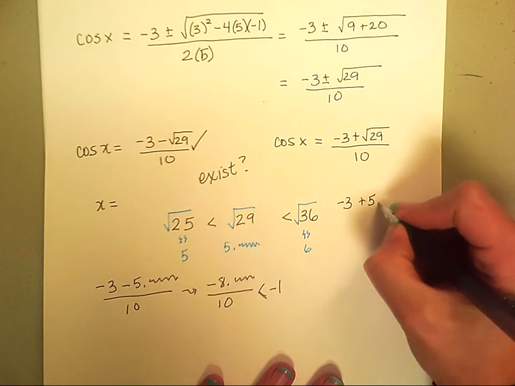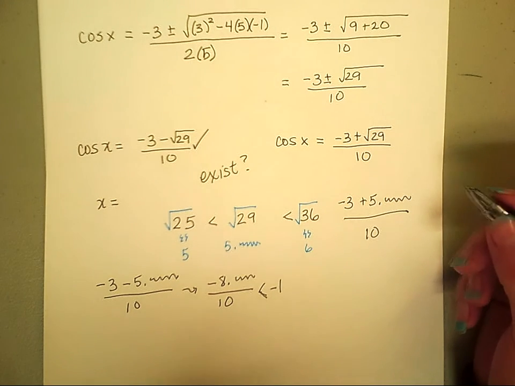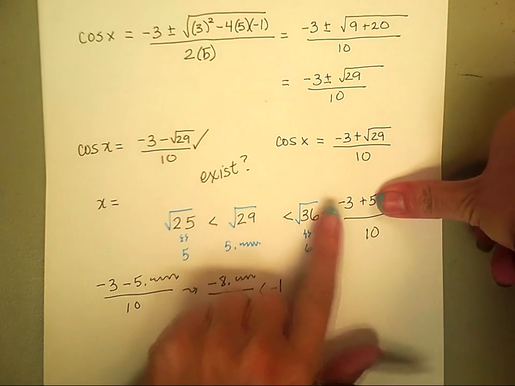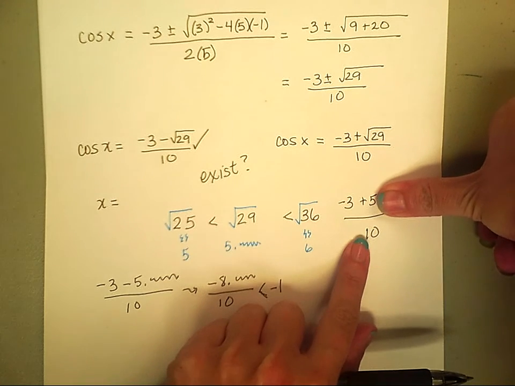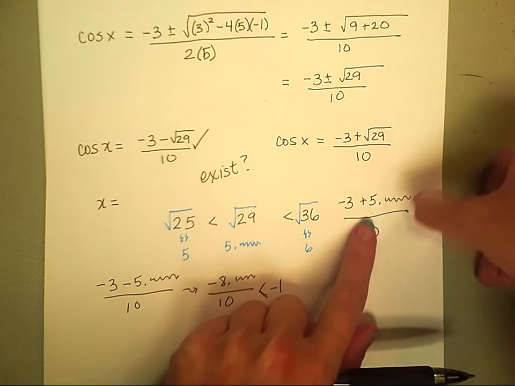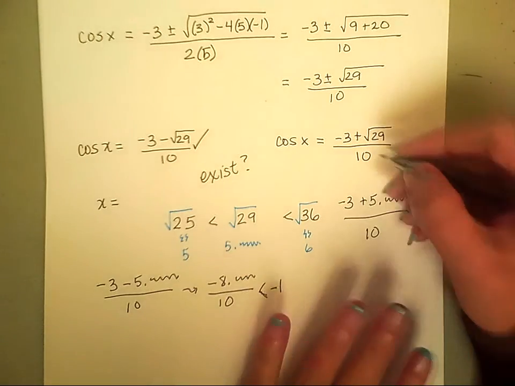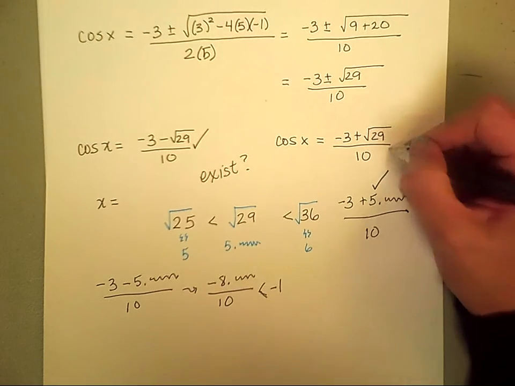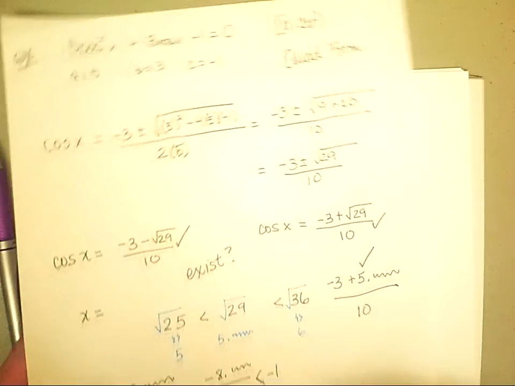What about over here? Now, negative 3 plus 5 and a little bit more, over 10. I hope you can see this. If it was just negative 3 plus 5, it'd be 2 over 10. Even if this number is really close to 6, negative 3 plus 6 would be 3 over 10. So these both exist. So both of these exist. Now we have a solution from here and here.